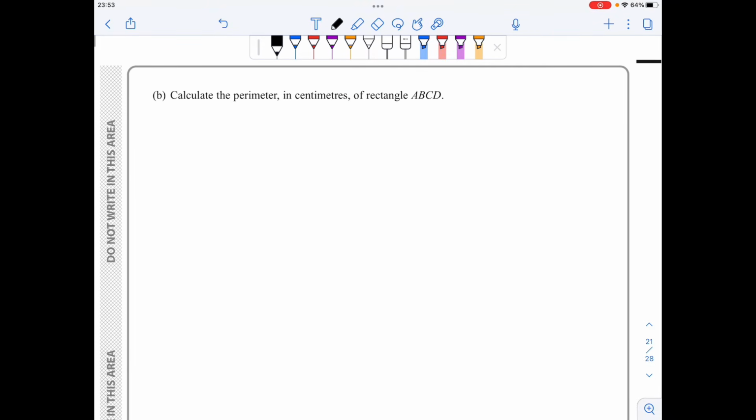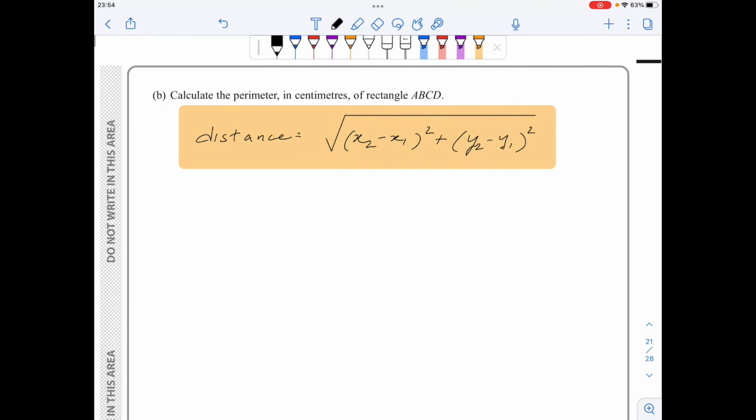For part B, I will use the distance formula, which is the following. To find the distance between two adjacent sides, AB is equal to the square root of (minus 4 minus 1) squared plus (minus 2 minus 10) squared. I'll take the square root of that one. This will give me 13.